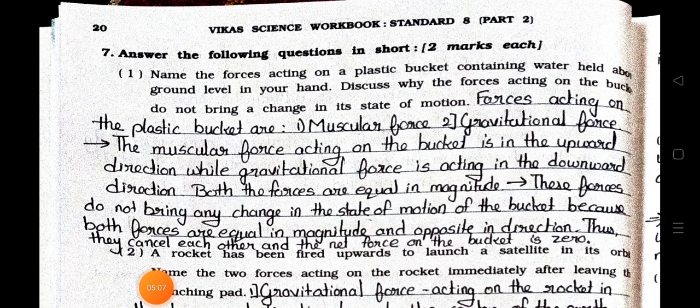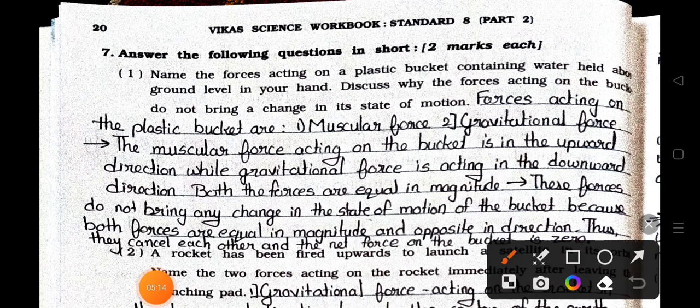Now see the main 7. Answer the following questions in short, 2 marks each. Number 1. Name the forces acting on a plastic bucket containing water held above ground level in your hand. Discuss why the force acting on the bucket do not bring a change in its state of motion.